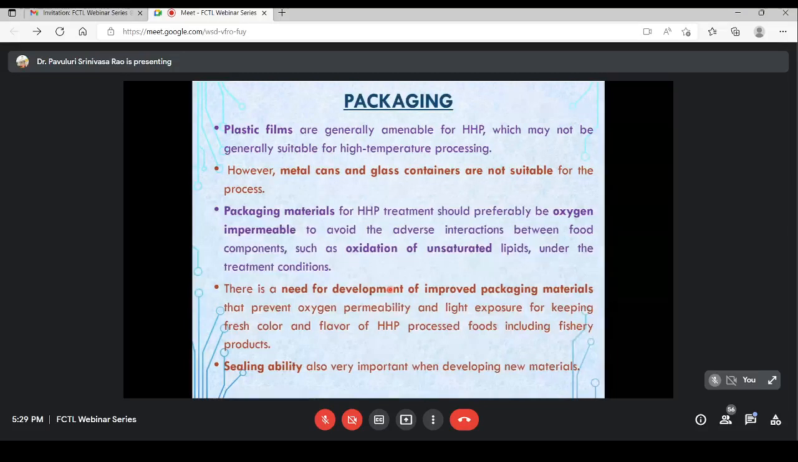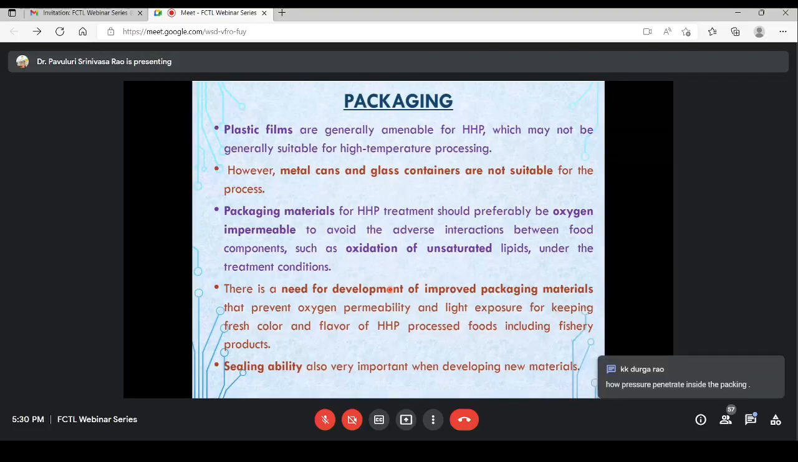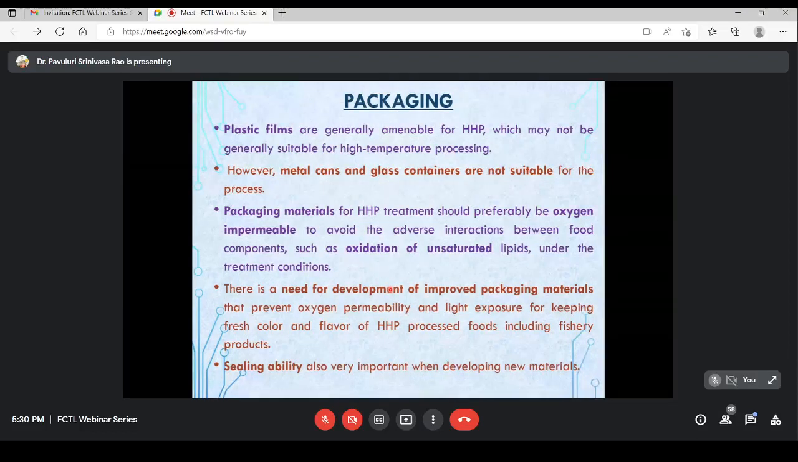Generally, plastic films are amenable for HPP, and of course these may not be suitable for high temperature, where more than 60 degrees will cause melting or other changes in the packaging material. But in case of HPP, metal cans or glass containers, which are solid or rigid, cannot be used. Packaging materials for HPP treatment should preferably be oxygen impermeable so that you can avoid adverse reactions like oxidative changes of unsaturated lipids.